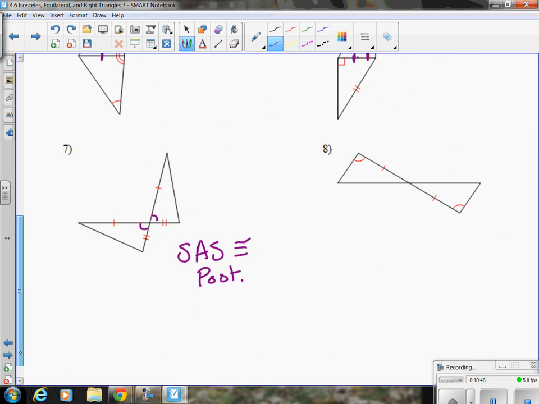And the last one, vertical angles say this angle is congruent to this angle. So I have angle, side, angle. The side is between the two angles, so it goes there. Congruence postulate.